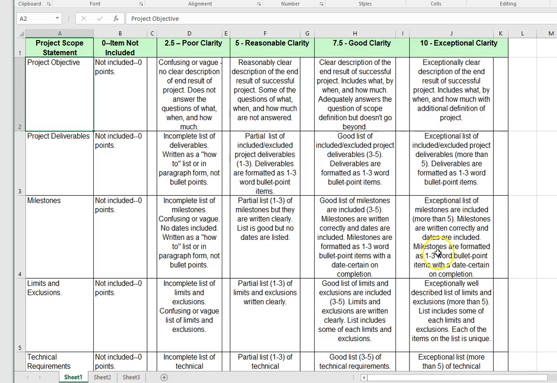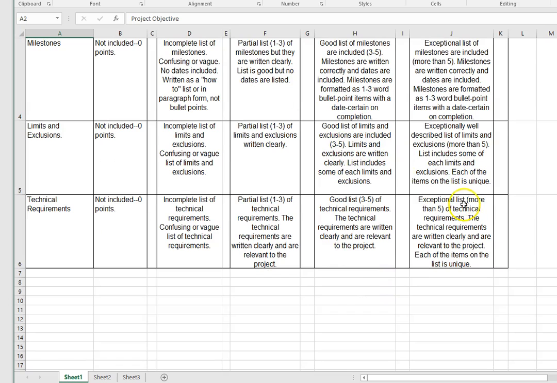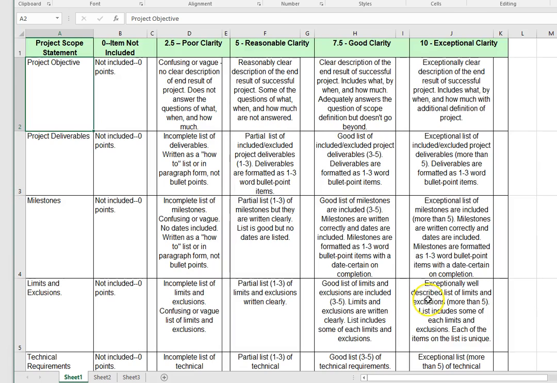So taking a look down here, the project objectives, I want you to have more than 5 to be exceptional. The good clarity is what we're always striving for. That is acceptable. But if we want to go beyond that, we want more than 5 deliverables. The deliverables are formatted in 1 to 3 word bullet points. So we're not talking on and on and on and on. We want it to be in a certain format. The milestones, exceptionally well described list of limits. We again want more than 5, and so on. So you can take a look at that, the rubric for grading that.